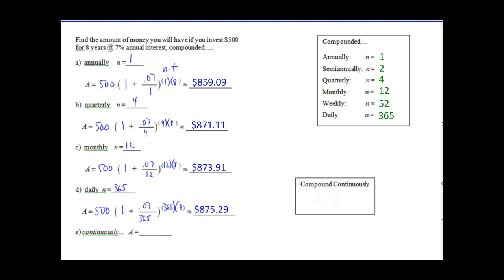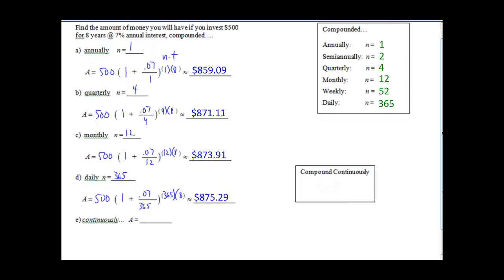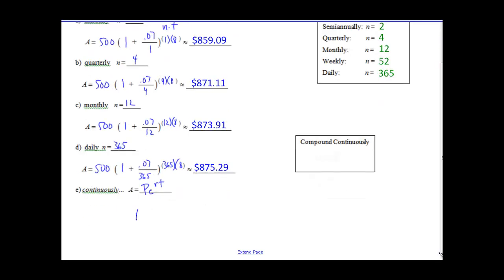One last thing to look at is, what if they compound continuously, over and over, daily, every second, minute, and so forth? We're going to use the formula A equals P e raised to the rt. So for instance, A equals 500 e to the 0.07 as a decimal rate times 8 years, and that gives us an approximate value. So this is A equals P e to the rt.